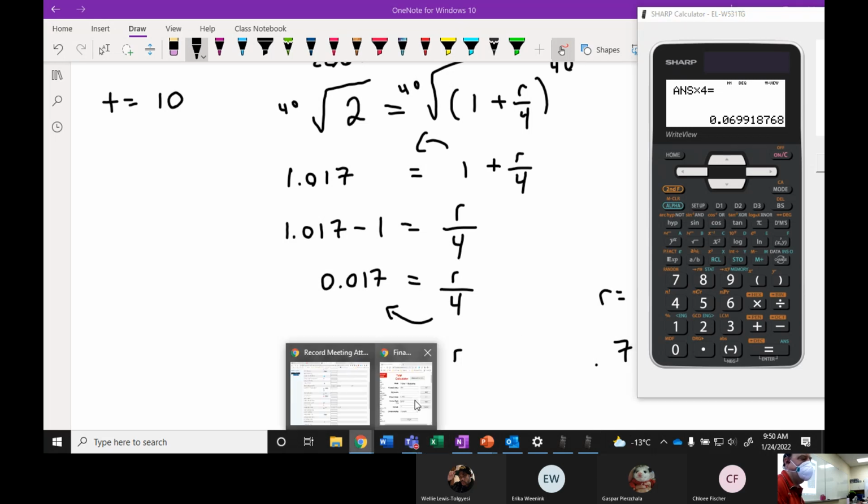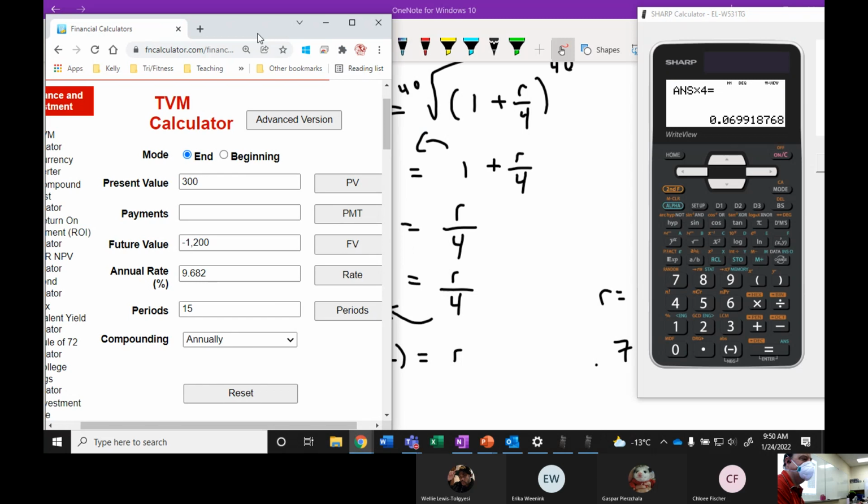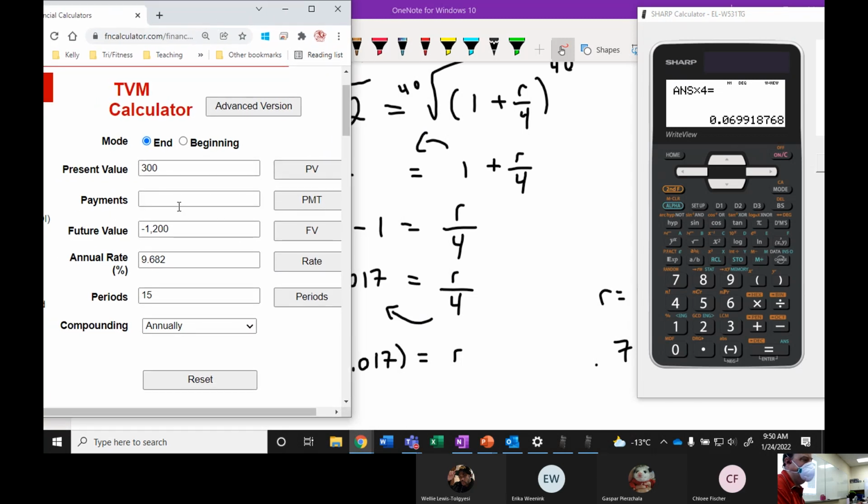And if we're using our calculator like this, I would write 2,000 here. 2,000. I'd have to write negative 4,000 because that's future money I don't have. Periods is 40, and this is quarterly. I just click my rate. We'll see who's right. We're both right.